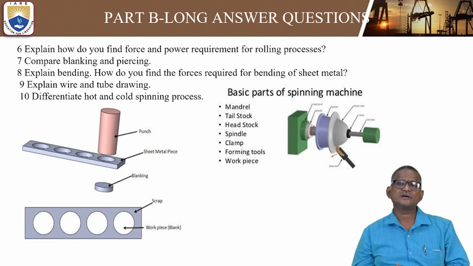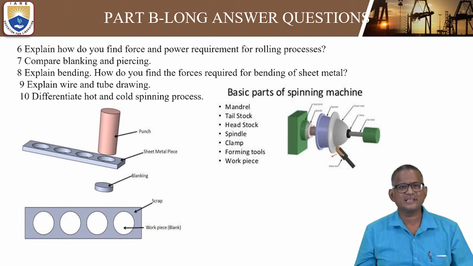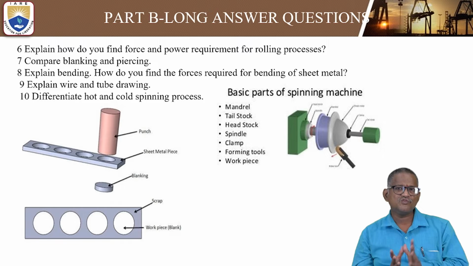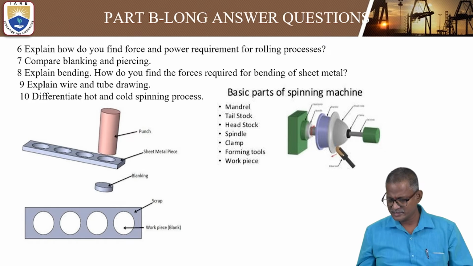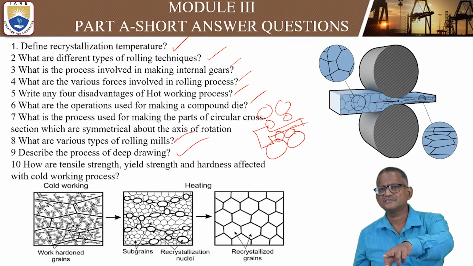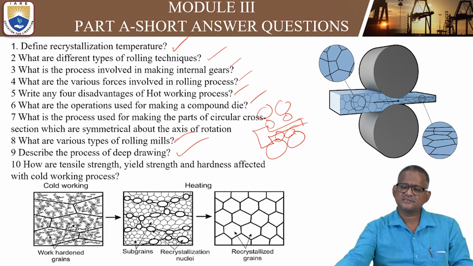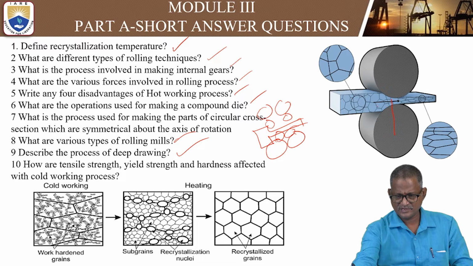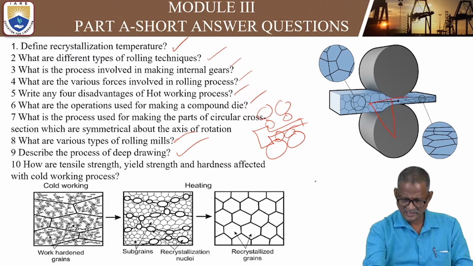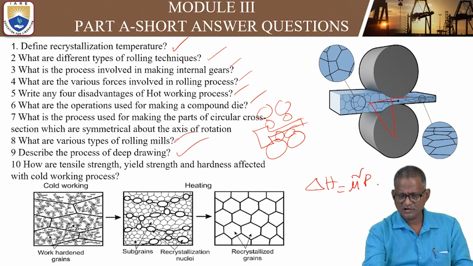Okay, and coming to another type of question: explain how you find the force and power requirements for a rolling process in general. Already I have studied the rolling process. You can see this triangle representation. Here the roll separation delta H is equal to mu square R. So delta H, in the sense H1 minus H2, is equal to mu square R.